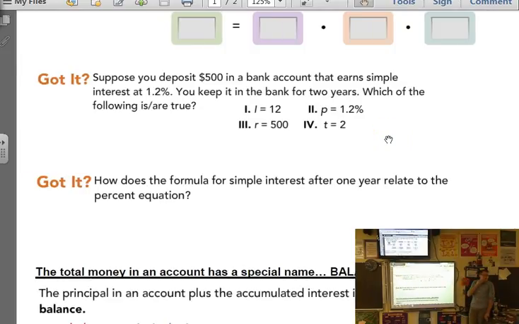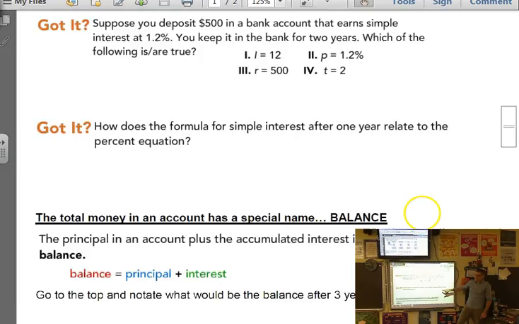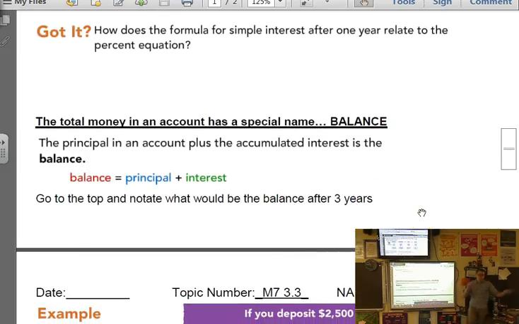Suppose we deposit $500 in the bank. We're going to leave it there with an interest rate of 1.2%. Oh, we did this one already? Sweet. Classic. The issue happens when I teach your guys' class again in the afternoon. We end up in a different place almost always, and then I got to remember back. Did we talk about this?